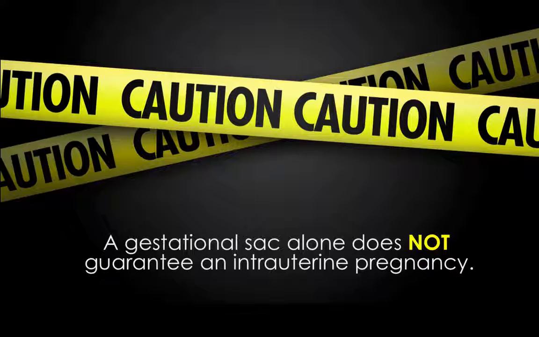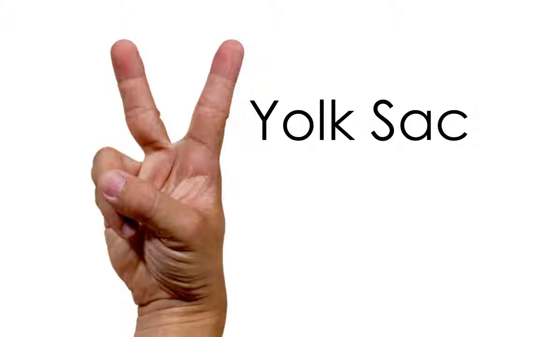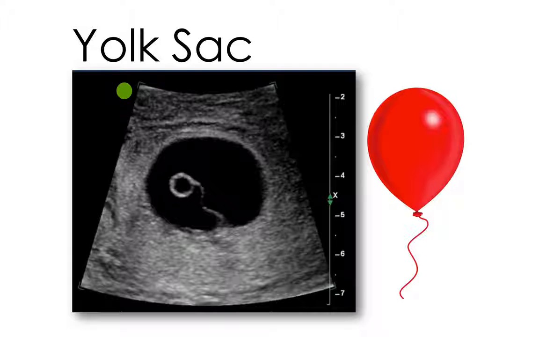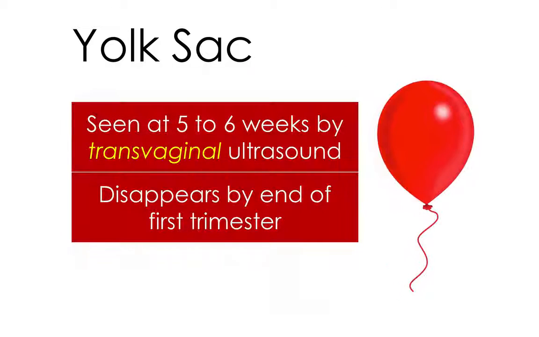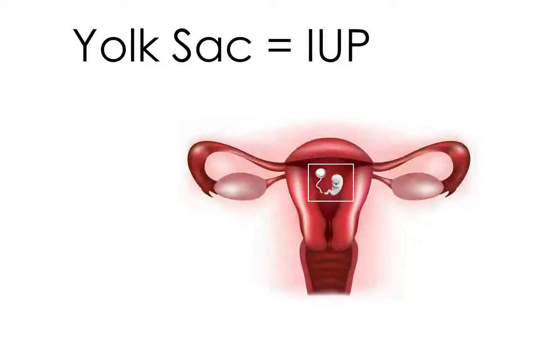It is imperative to understand that a gestational sac alone is not a guarantee of an intrauterine pregnancy. As you will see, there is a similar structure that sometimes appears in ectopic pregnancy. The second embryonic structure seen by ultrasound is the yolk sac. On ultrasound, the yolk sac looks like a small balloon. This structure supplies nutrients to the growing embryo. The yolk sac will be seen between 5 and 6 weeks by transvaginal scanning and will disappear by the end of the first trimester. One important point is that an intrauterine yolk sac is definitive proof of an intrauterine pregnancy.